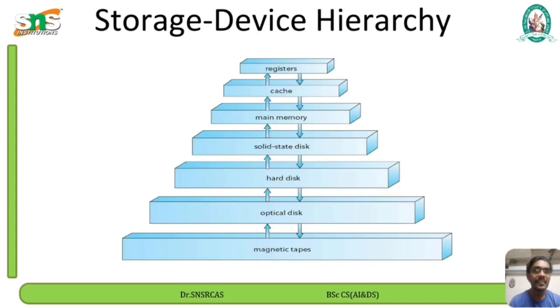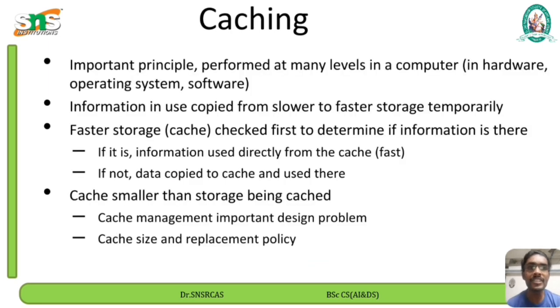And here is the diagrammatic representation of the storage device hierarchy. The topmost priority goes to registers, and then cache memory, main memory, solid state disk, hard disk, optical disks and magnetic tapes. So you can understand the hierarchy levels from this diagram. And coming to caching, there is a very beautiful principle for caching. It is performed at many levels in computers: in hardware, operating system, software, and so on.